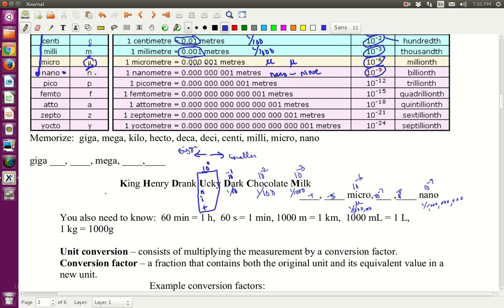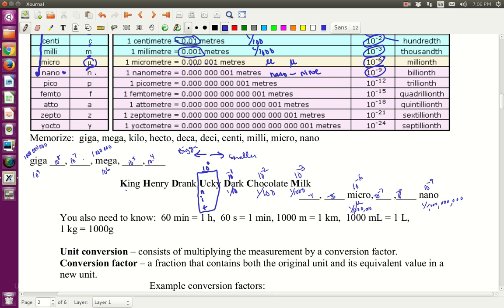Okay? So, giga, space, mega, space, King Henry drank Ucky dark chocolate milk, space, micro, space, nano. Giga is a billion, 1 billion, 1, 2, 3, 4, 5, 6, 7, 8, 9. 10 to the +9. And then that would be +8, 10 to the +7. Mega is a million, 1, 2, 3, 4, 5, 6, or 10 to the 6th. And then 10 to the 5th, 10 to the 4th. So you see it's the exponents that are larger on this side, and they get smaller on the other side.